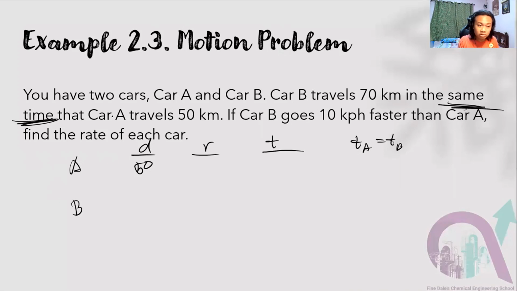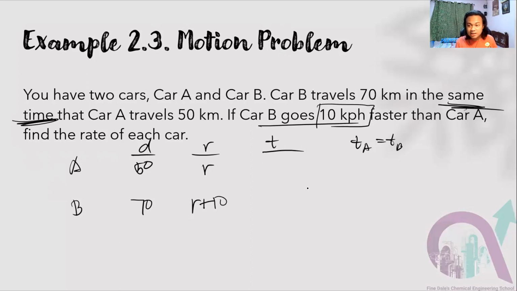Take note of these clues in the problem. Car B has 70 kilometers to travel, so its rate is unknown, represented by R. Car B is faster by 10 kilometers per hour, so that is R plus 10.